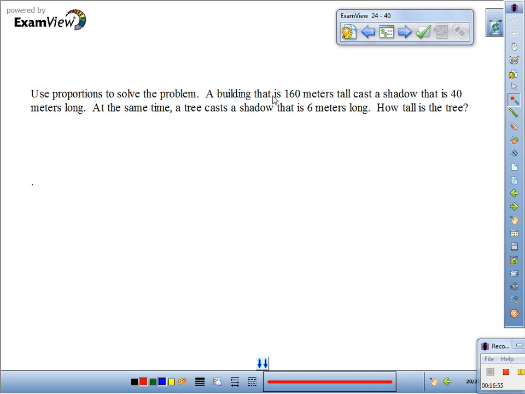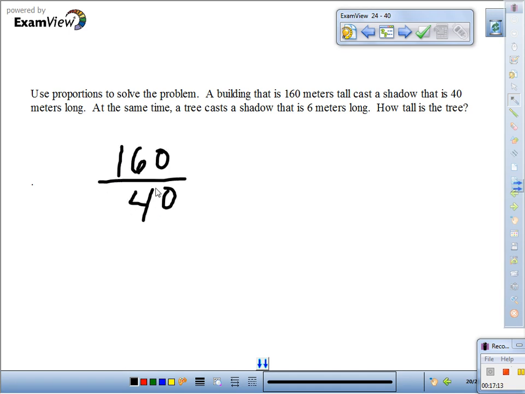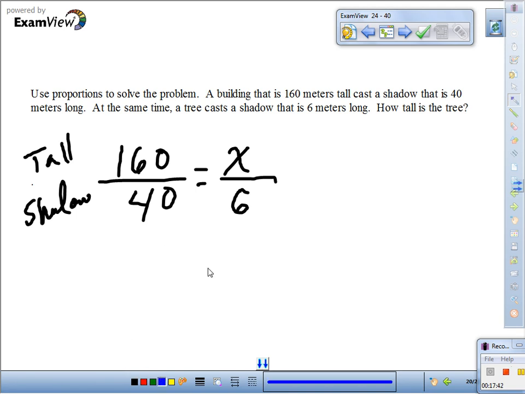Let's see. A building is 100 meters tall and casts a shadow of 40 meters long. Who can give me a fraction for that? 100 over 40. And let's label this. This is tall and this is shadow. And it's going to be equal to another fraction, yes? All right, so then let's see what else it says. At the same time, a tree casts a shadow that is 6 meters long. Where does that go? On the denominator, because that's where the shadow goes. So it goes right there. So that means what goes on top? X. Let's cross multiply and solve.